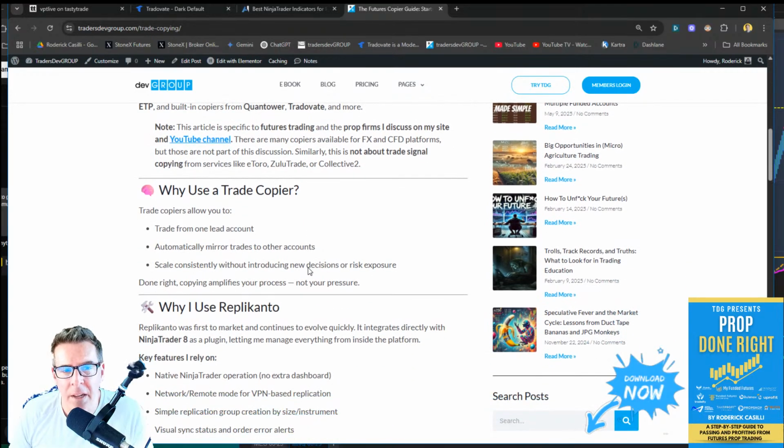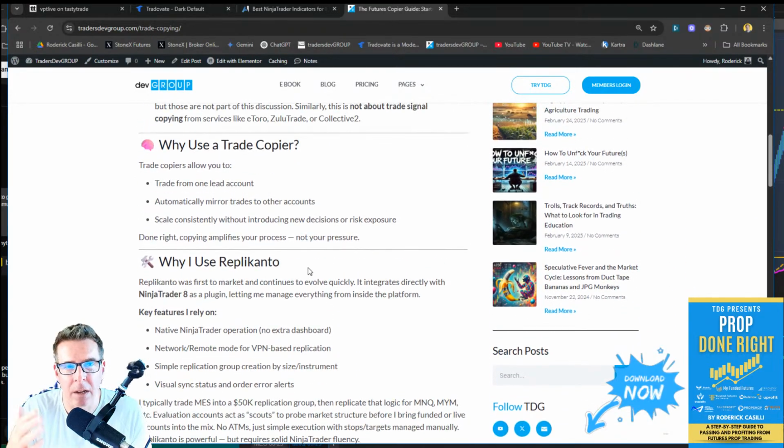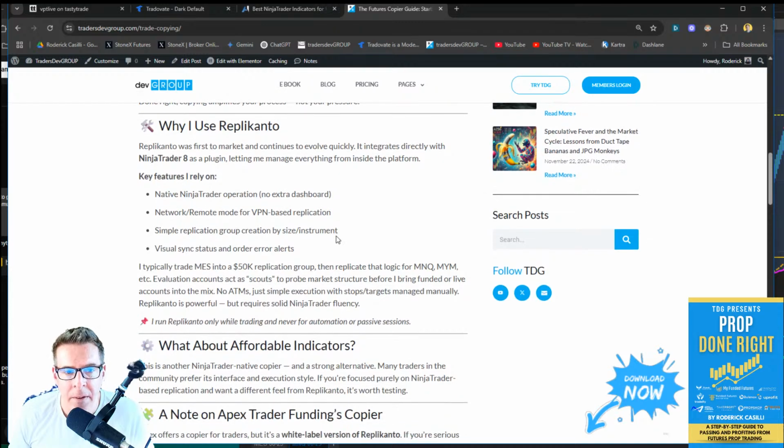So the reason I use a trade copier, I've already discussed this, is it allows you to trade between live accounts and your prop accounts, or between prop accounts and your live accounts, or between multiple prop accounts at multiple firms. Anything that Ninja can see will allow you to connect to there. Okay. Now here's the reason I use Replikanto, and again, Affordable Indicators and even some free copiers are very similar, but it's very native to NinjaTrader.